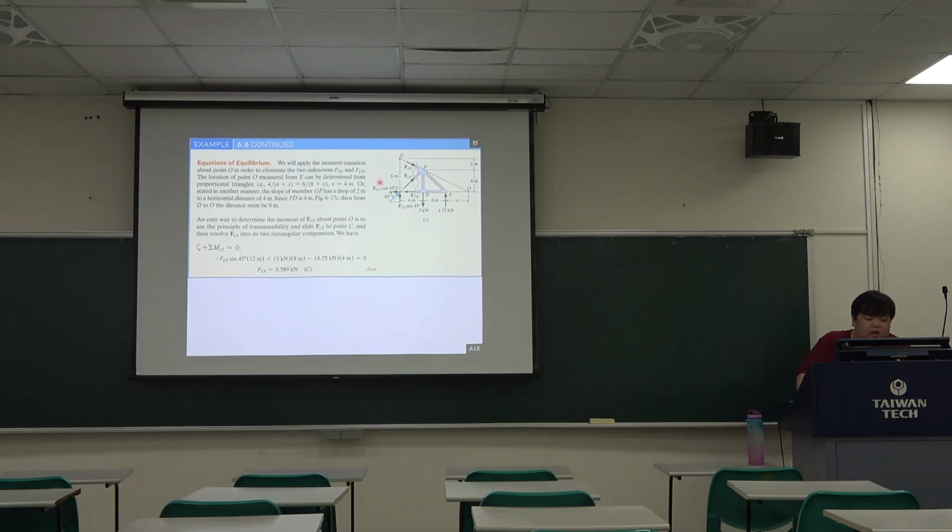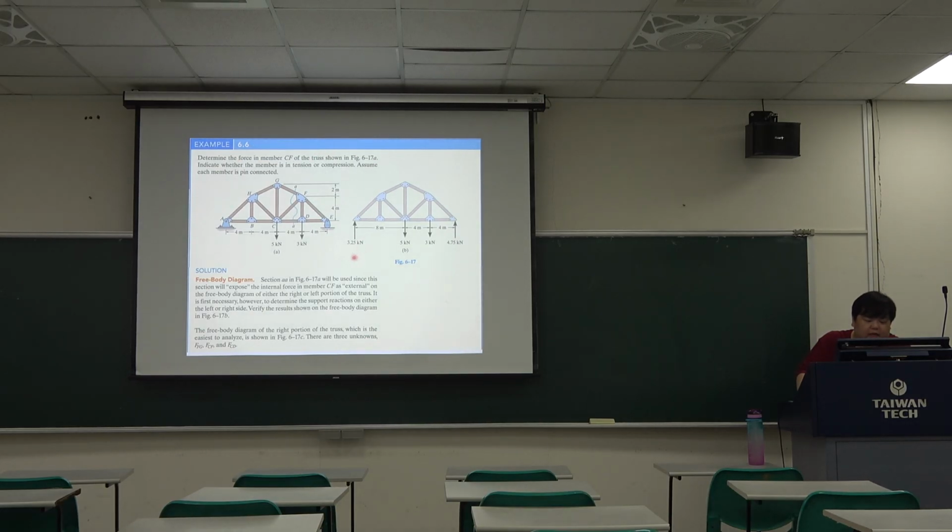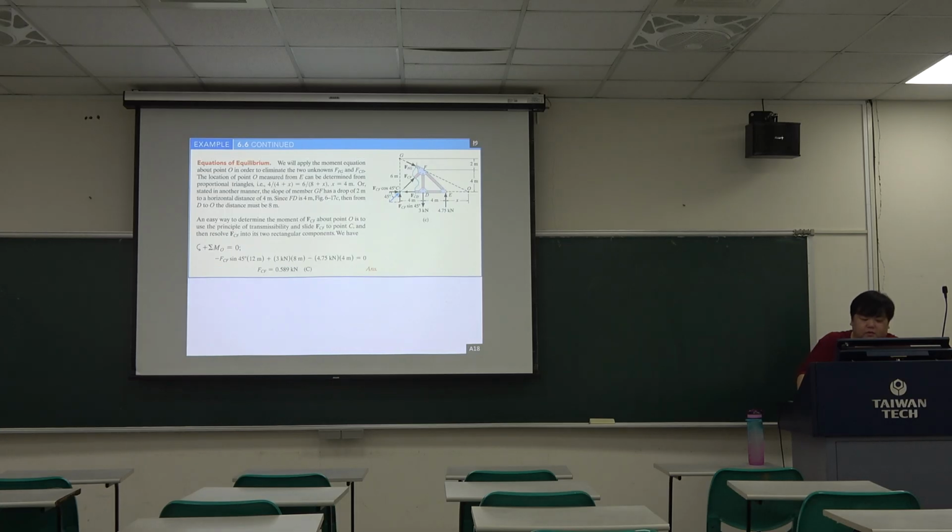So like this part, we can get this answer. And we cut the section A, so we can choose to draw the left part or the right part. But I think the right part is easy because there are just a few members. So we draw the right part. Then we need to calculate these three forces.